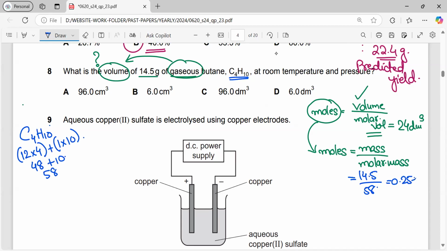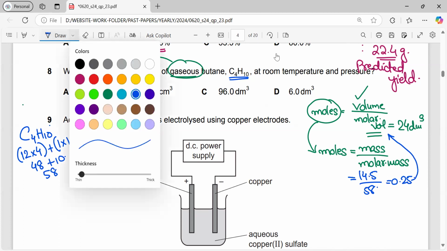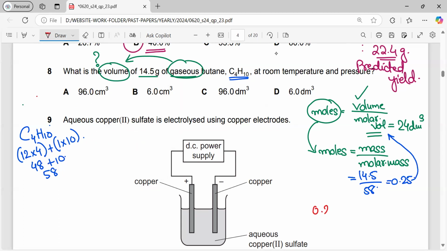Let's substitute these number of moles in the previous equation. So the number of moles now are 0.25. We need to find out the volume divided by the molar volume, which has a fixed value, which is 24. Let's take it on the other side of the equation. This 24 will multiply with 0.25 and take out the answer. 0.25 multiplied by 24, and the answer is 6. 6 decimeter cube. So this is our answer.